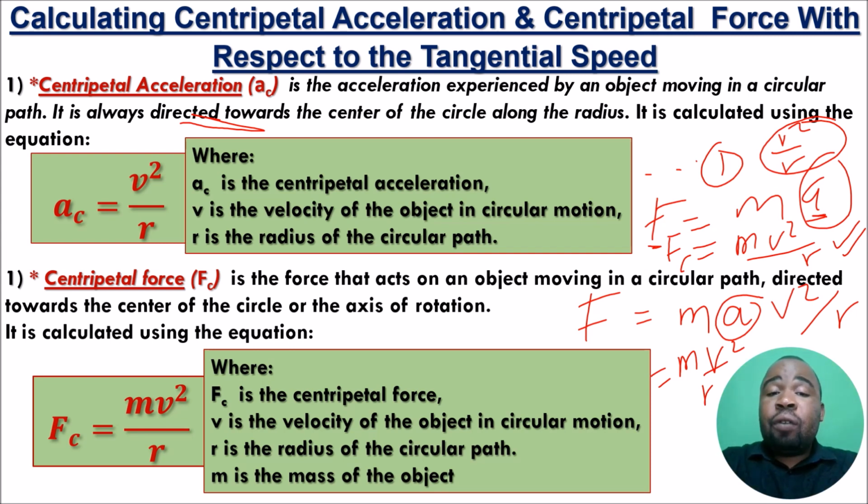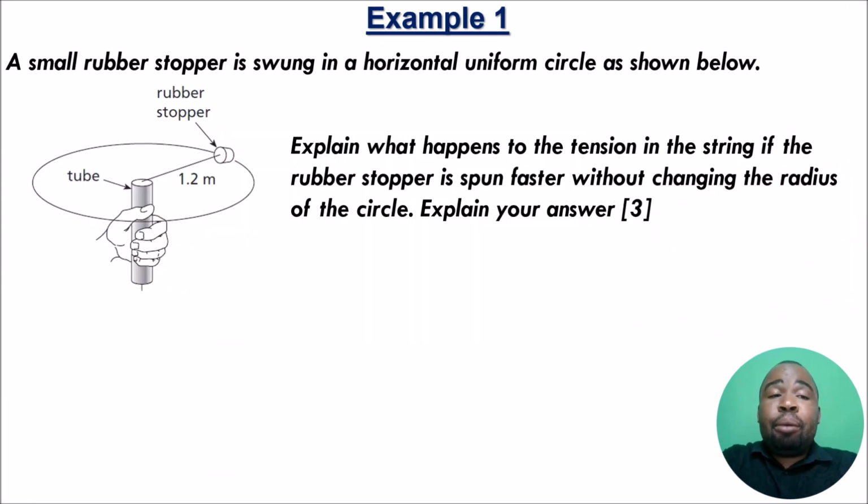Remember, the centripetal force is a key force. It's that all-important force in circular motion because it keeps the object in a circular path. That was covered in part 1 when we were introducing circular motion. Now let me give you a typical exam question which will be solved using this equation. Here is an example. A small rubber stopper is swung in a horizontal circle as shown below. This is your diagram.